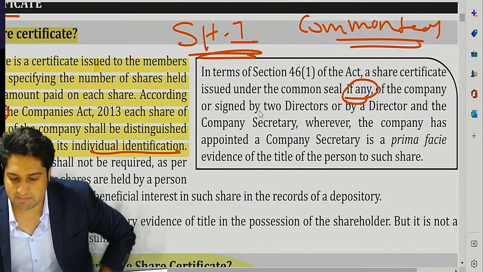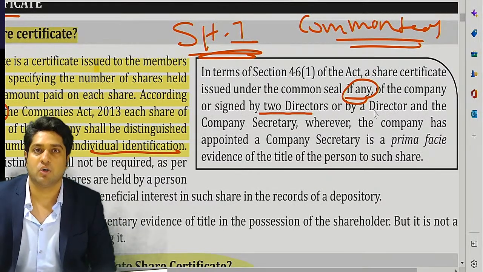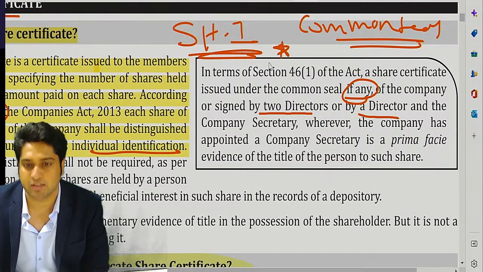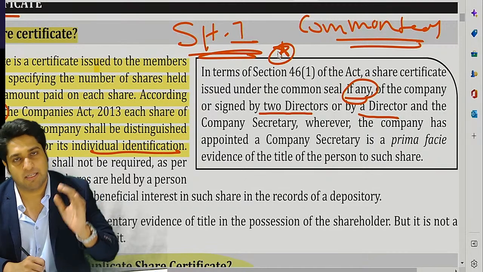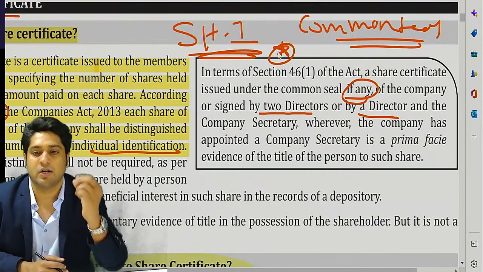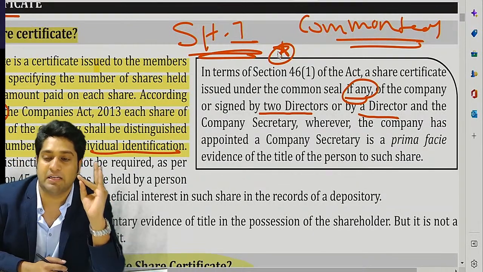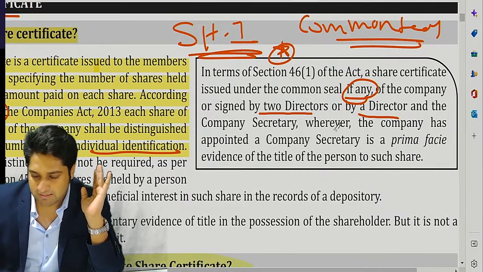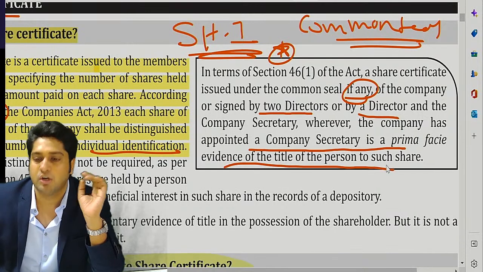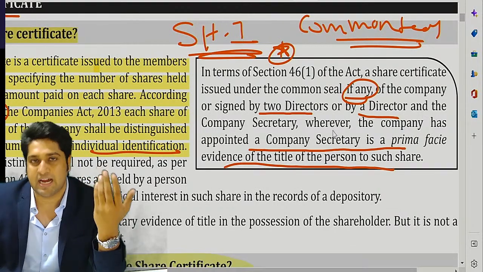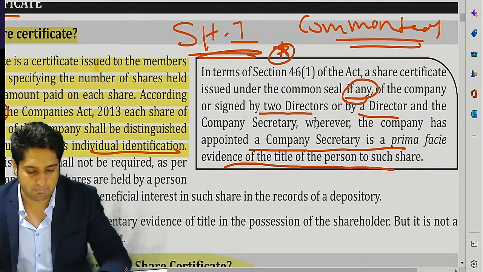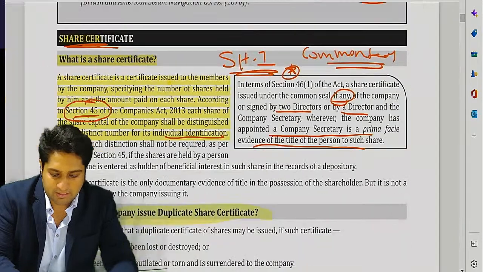It can be signed by two directors, or by a director and a company secretary. So very, very important: if the company has a common seal, then it's fine. But if they don't have a common seal, then two directors, or a director and a company secretary, must sign. And the fact that the company has appointed a company secretary is prima facie evidence of title to the share. So if it has been signed by the company secretary, it will be believed that you are entitled to the number of shares. Now moving ahead quickly.